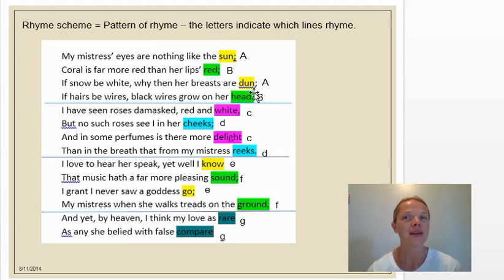So the rhyme scheme of a sonnet would be, as noted on the board, A, B, A, B, C, D, C, D, E, F, E, F, G, G. And all Shakespearean sonnets follow that rhyme scheme. A, B, A, B, C, D, C, D, E, F, E, F, G, G.